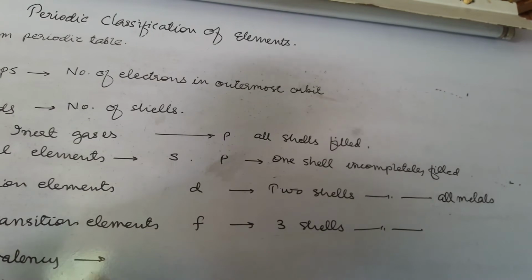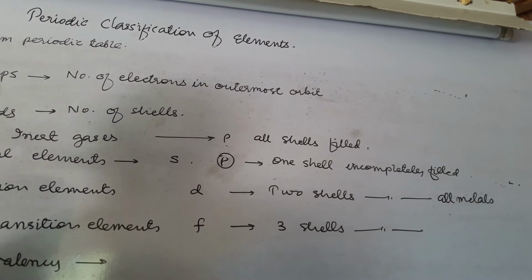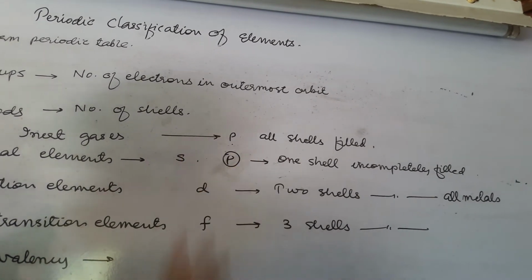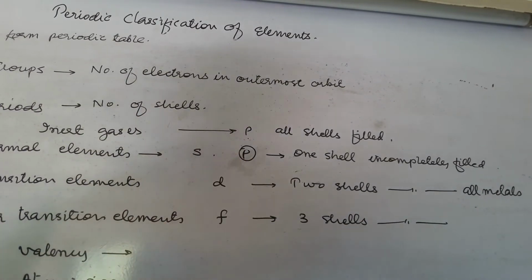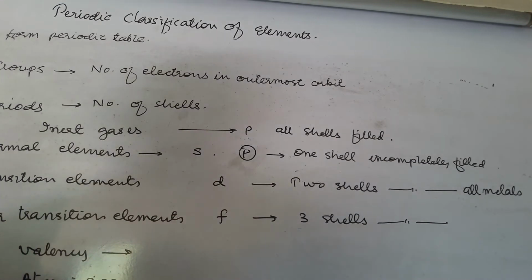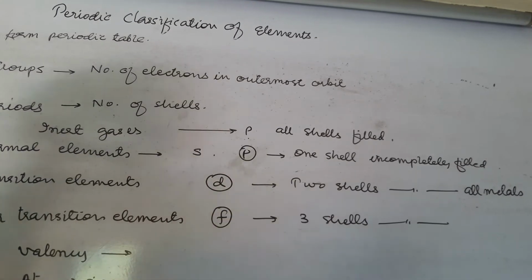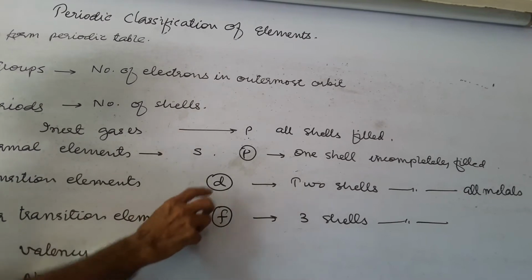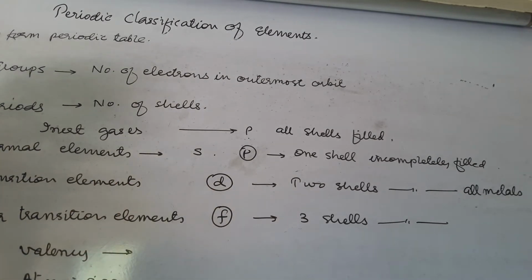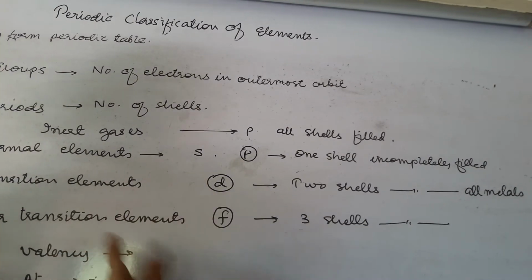S also has metals, but the P group consists of metals, non-metals and metalloids. All three are there. So S has only metals, P has metals, metalloids and non-metals. D also all metals and F all metals. In D, the last two shells are incompletely filled and therefore they are all metals. Their compounds are colored and most of the transition elements help as catalysts in the reaction.